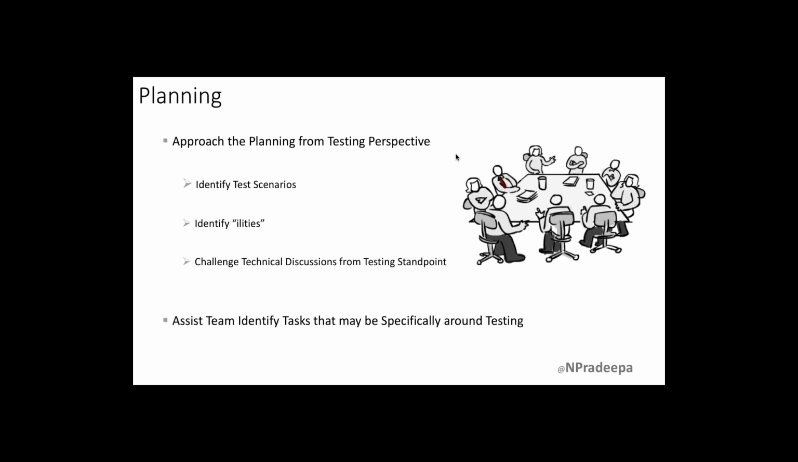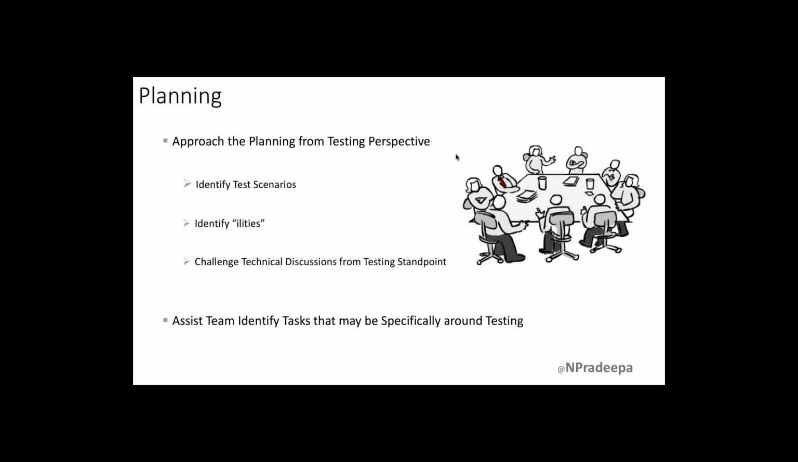So the first one that I have here is your sprint planning, right? So if you're a tester, approach the planning from your testing perspective. That's the specialty that you are going to represent, right? So during your planning meeting, I'm sure you can definitely help with identifying what are all the test scenarios. How are we going to test this, right? So try to identify that alongside your team.